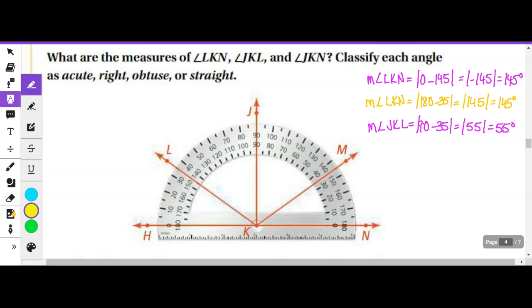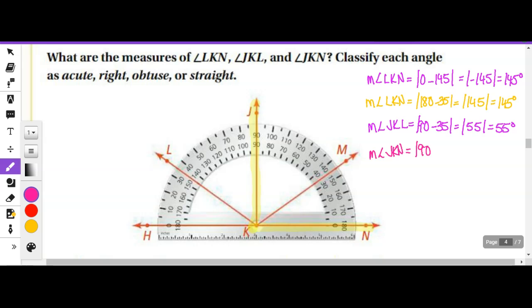Now let's take a look at the measure of JKN. So when we do this one, I'm going to start with J, measure of angle JKN is equal to the absolute value of 90 minus 0. Notice that I could also have put, say, 90 and 0 or 90 and 180. I'm still going to get the same answer. So that is equal to 90 degrees.